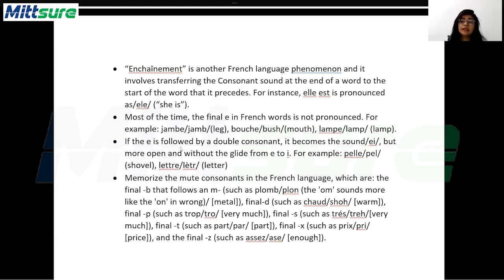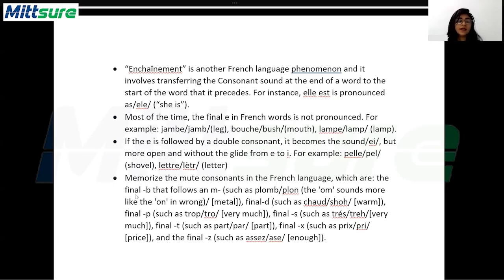If E is followed by a double consonant, meaning if there is a repeated letter, and that letter should be a consonant obviously, it will have the sound of E, but more open, without a glide from E to I. So pelle will become pill, because it will have the sound of E. Lettre, lettre will become lettre.